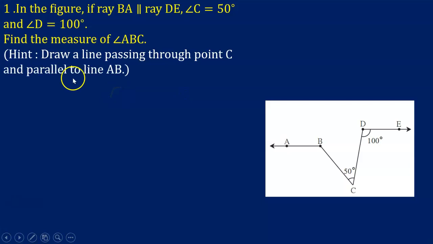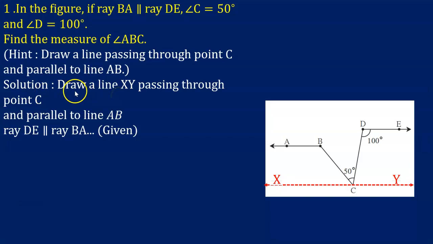आणि hint दिली आपल्याला त्याने. Draw a line passing through point C parallel to line AB. या C मधनं line draw करणार. It's parallel to AB. Now the solution. Draw a line XY passing through point C. या C मधनं आपण line draw केलेले. It's parallel to AB.